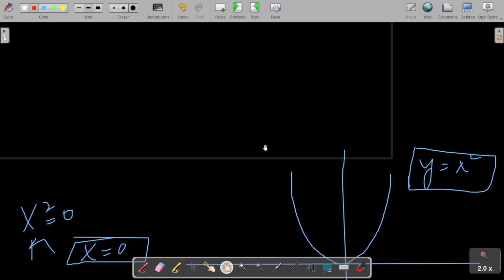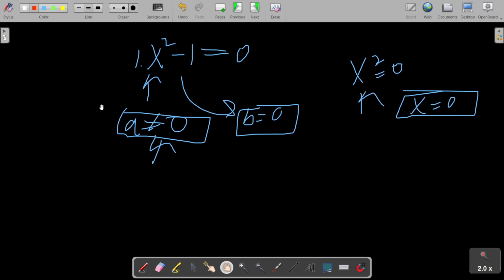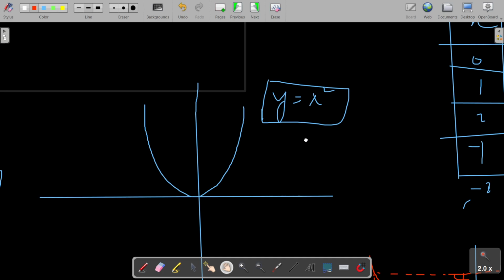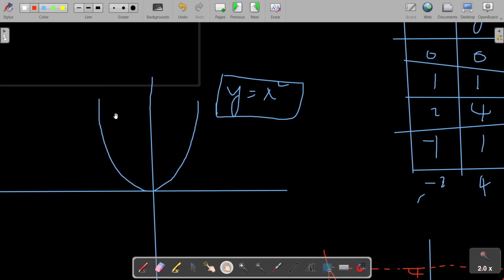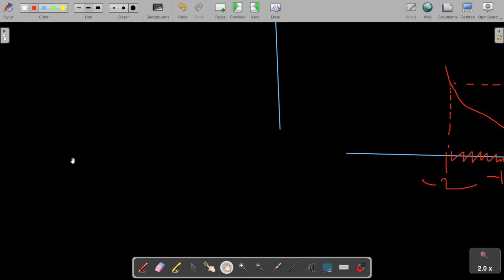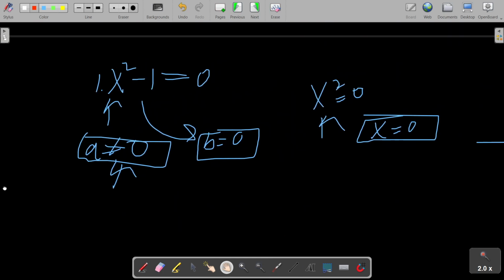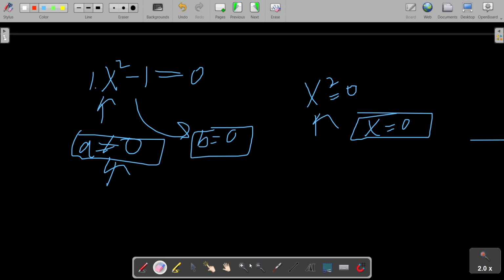So we can do this manually. Okay. So this is the y equals x squared curve, like this. We have plotted this manually. Okay. Let's solve another equation. This equation, x squared minus 1 is equal to 0.